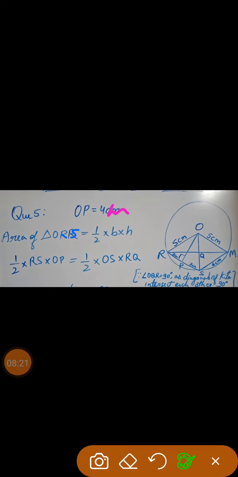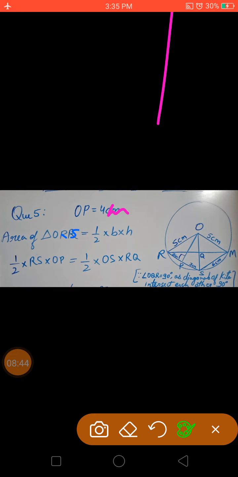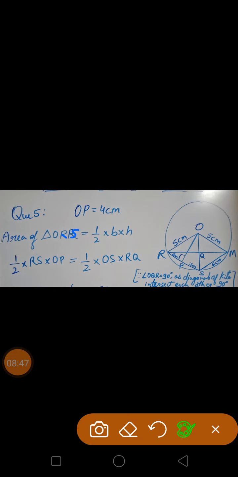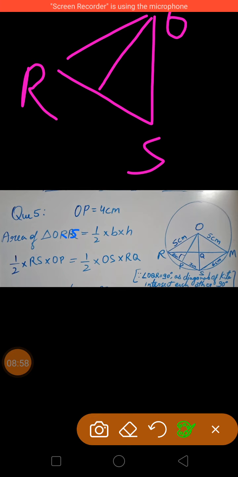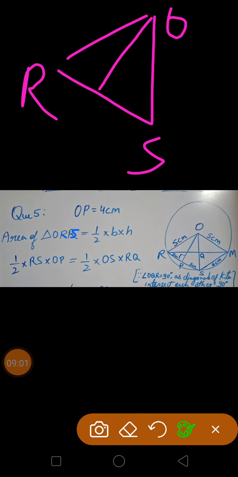So now we are taking triangle ORS, this triangle ORS. In this triangle we are finding the area. What is the area of a triangle? 1/2 base into height. This is the formula for finding the area of a triangle. So here you can see this is the triangle ORS. In this way it is drawn. This is the perpendicular. So this is R, S, and this is O. When we find the area, so what is the area?